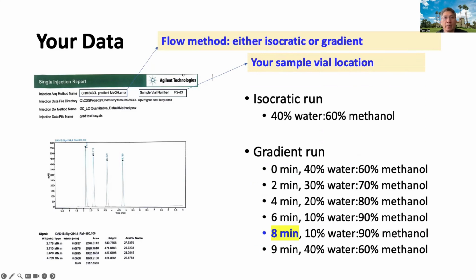For this experiment, the isocratic flow uses a mixture of 40% water and 60% methanol, while the gradient run changes its water content from 40% to 10%, while increases methanol composition from 60 to 90% over 8 minutes. 8 minutes is the gradient runtime, TG. The 9th minute is just to reset the mobile phase for the next run.